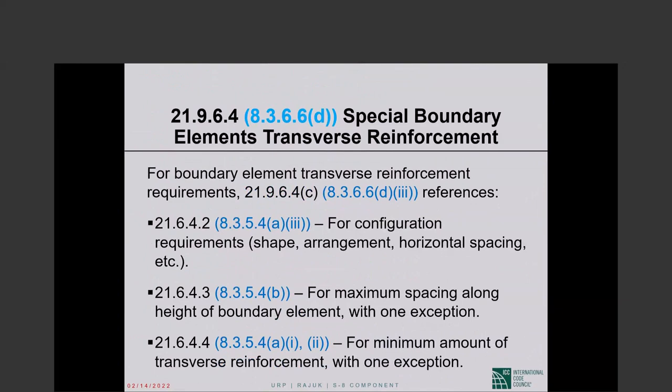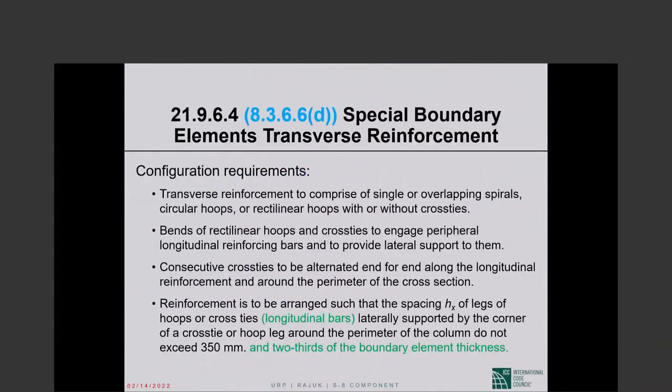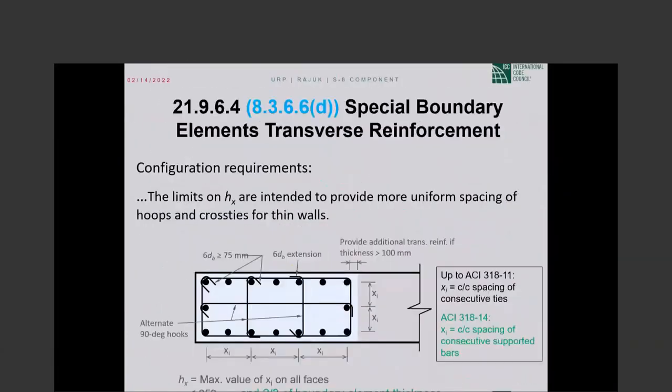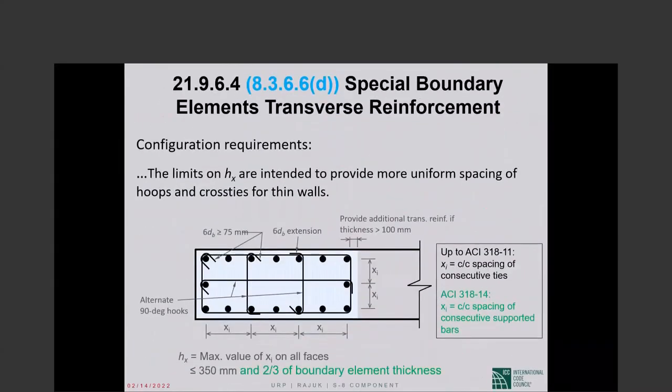Okay, we talked a lot about specially confined boundary zone. The configuration requirement comes from that section of ACI 318, that section of BNBC 2020. The maximum spacing limitations come from that section, and the minimum amount of transverse reinforcement comes from that section. Configuration requirements, I have two slides. Well, this slide that has a lot of stuff in it you can read, but this is the summary of what all that writing is saying.